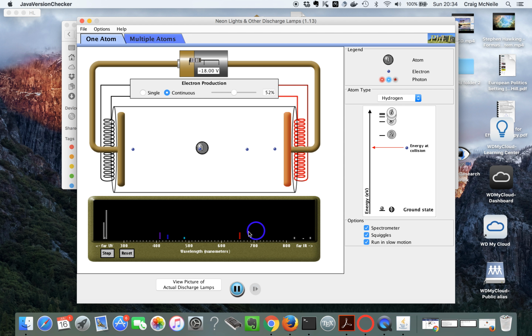Okay, so just recall, the aim of the exercise is to try and calculate where these lines are using the basic ideas of the energy levels of hydrogen and the energy of a photon with a given frequency.